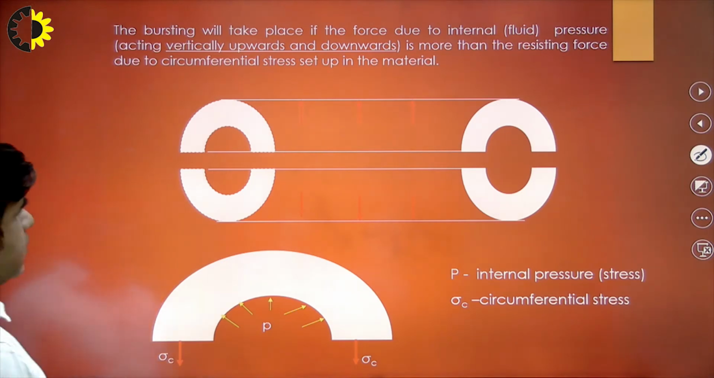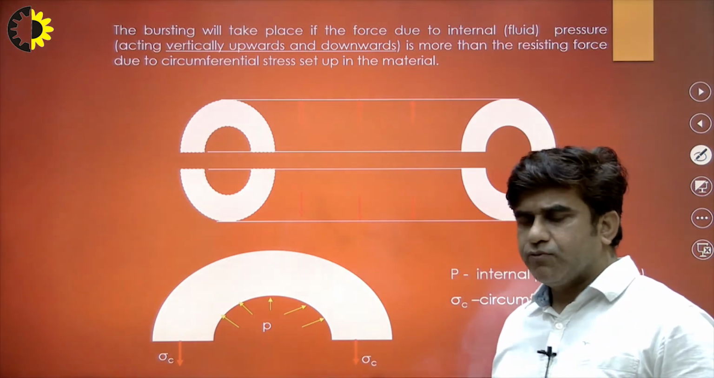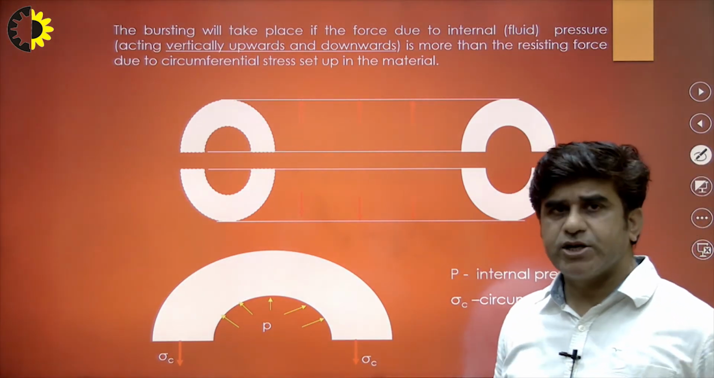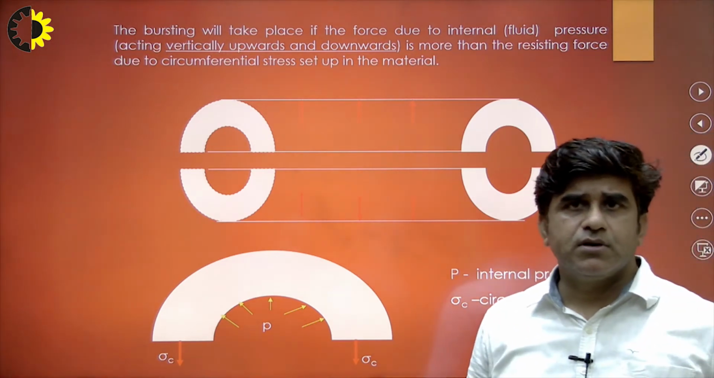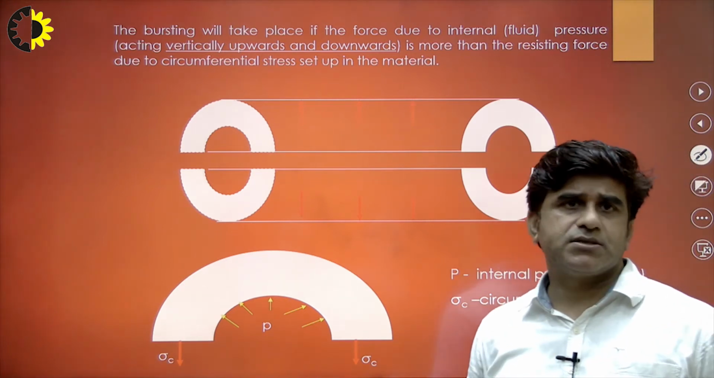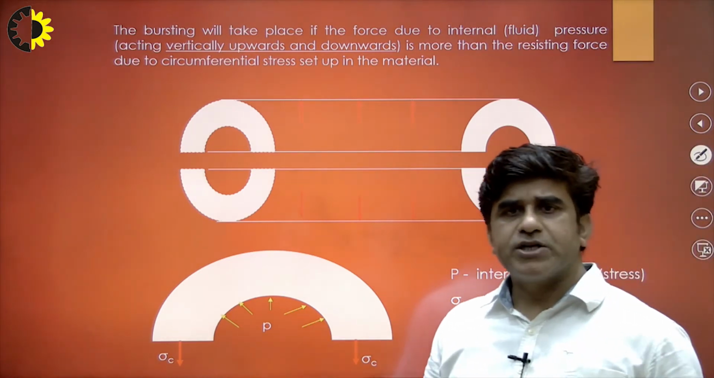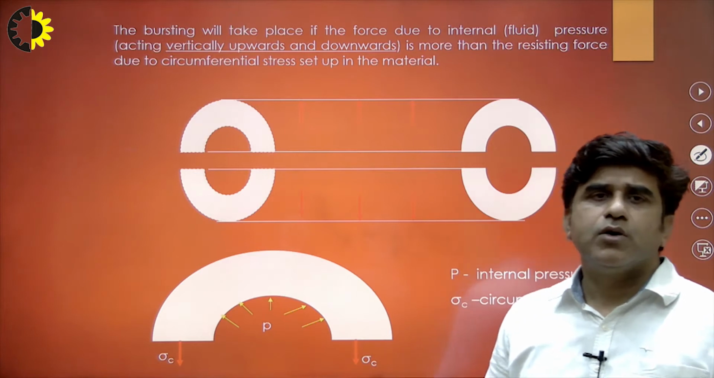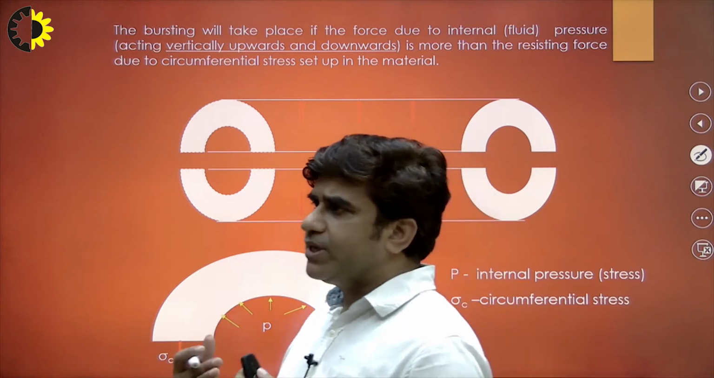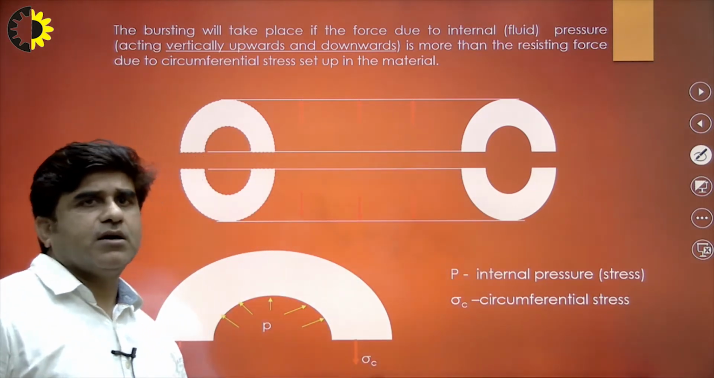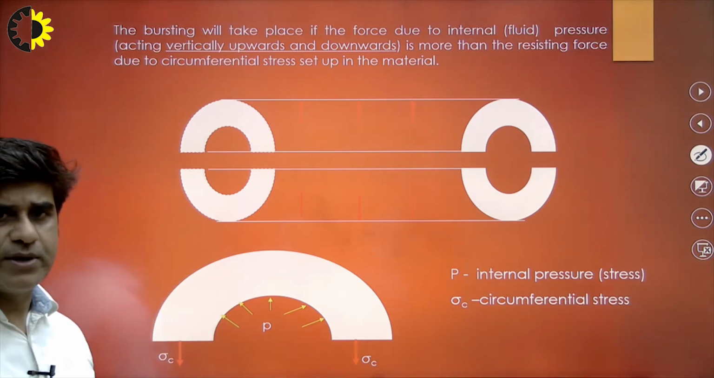Now if you fill the cylinder with fluid and that fluid is exerting some pressure on the cylinder, then bursting may take place. That cylinder may burst. In order to avoid that bursting under the pressure of fluid, we have to design a cylinder which can bear that much pressure. Ultimately, we will come to that point, how the thickness is determined.